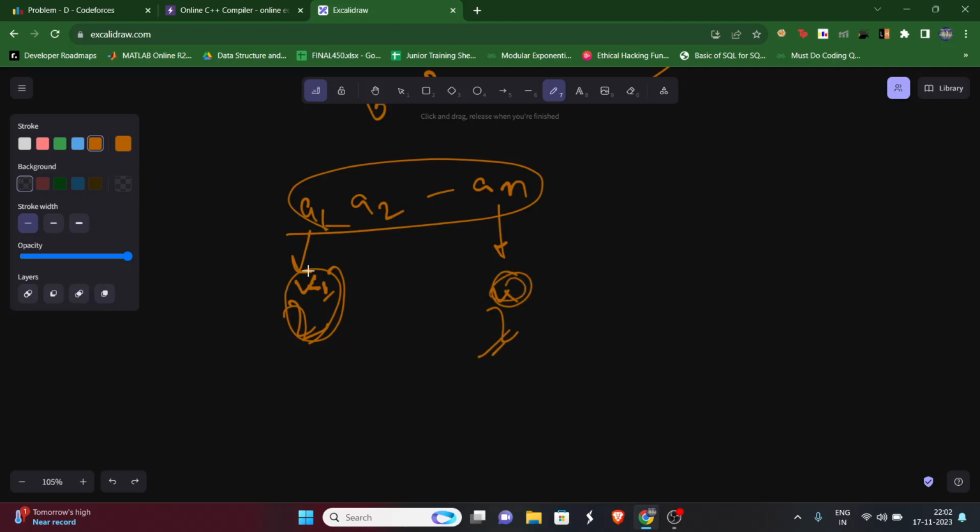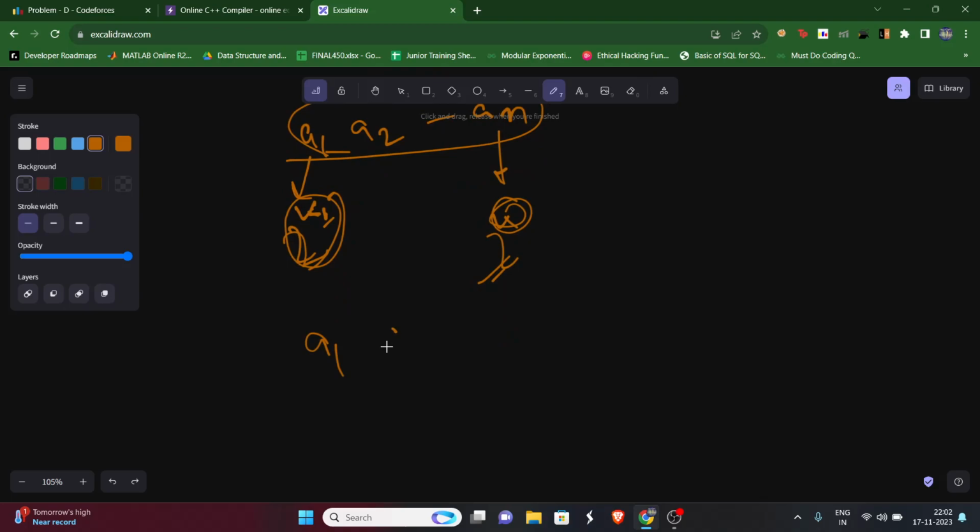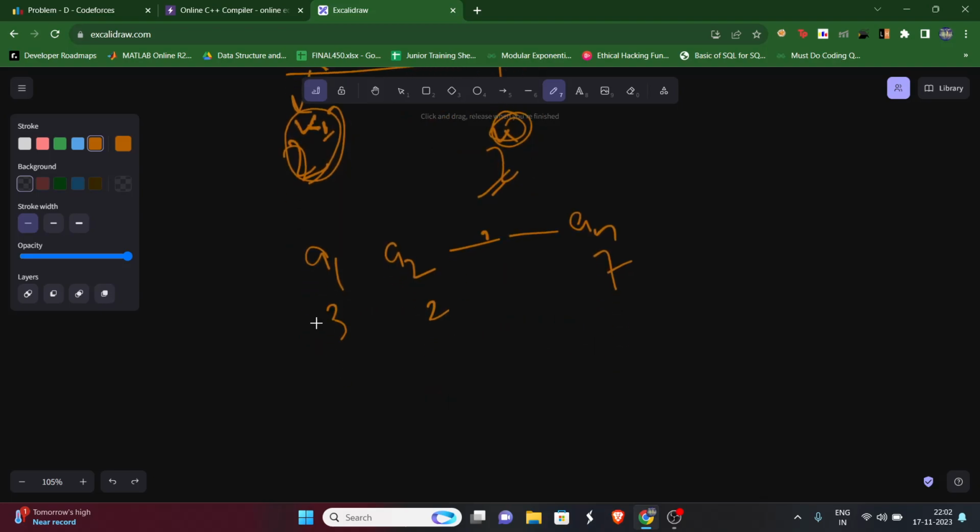So if a1, a2 till an is something like 3, 2 and 7, that means the actual notes produced would be 2 to the power 3, here it will be 2 to the power 2, and here it will be 2 to the power 7. So we are given this power.